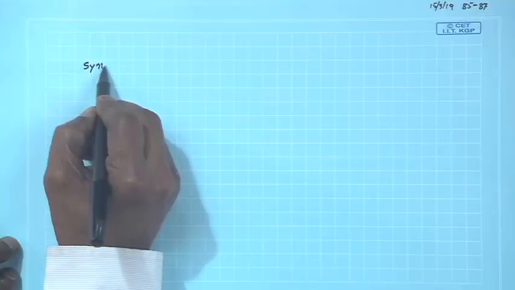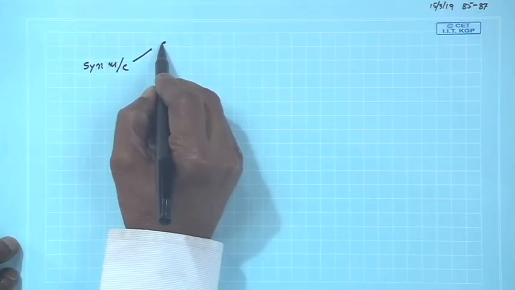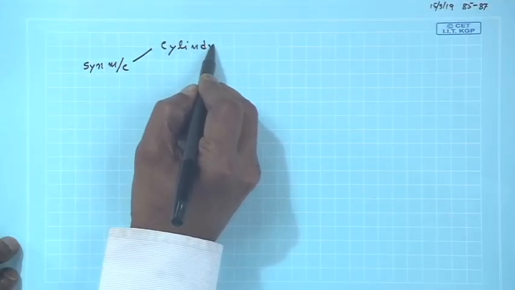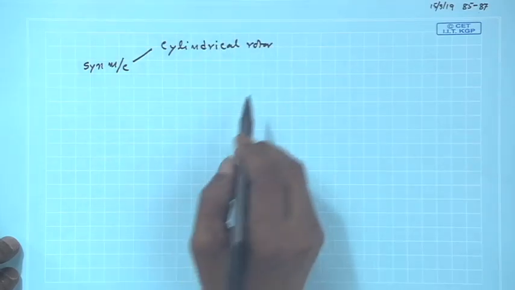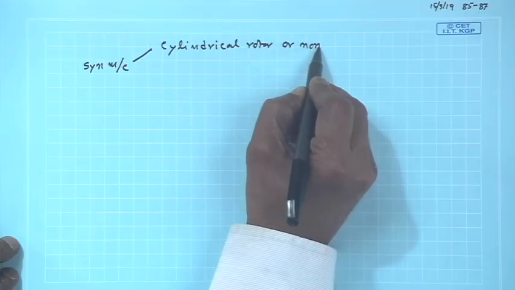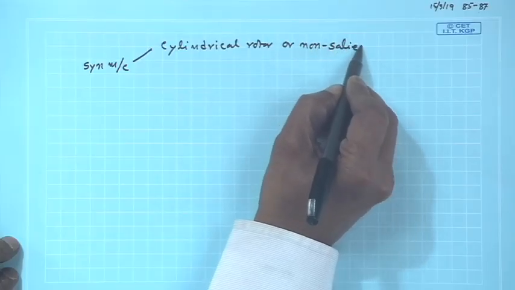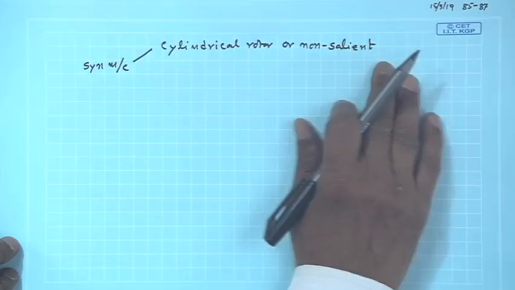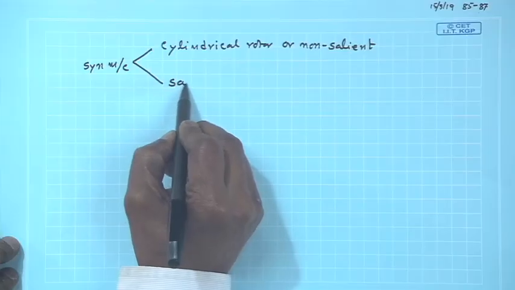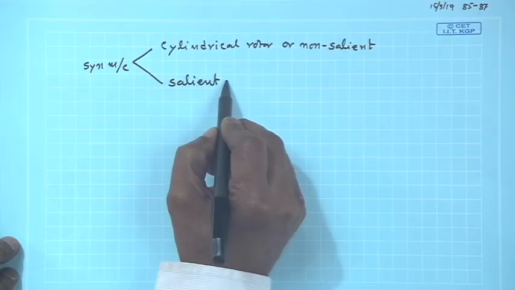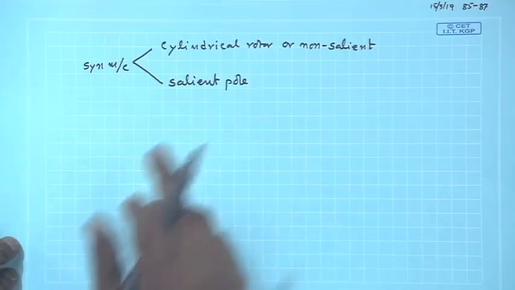Welcome to this lecture on synchronous machines. We have been discussing, as I told you, that synchronous machines are of two types. One is the cylindrical rotor synchronous machine, also called uniform gap, or non-salient pole type rotor structure, where the field winding is housed. Based on that, it is classified, and the other is the salient pole synchronous machine.